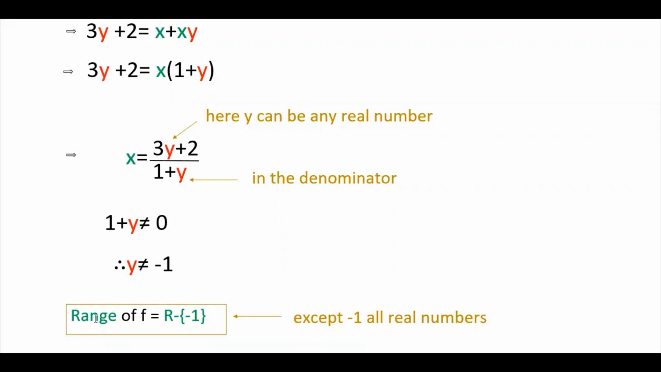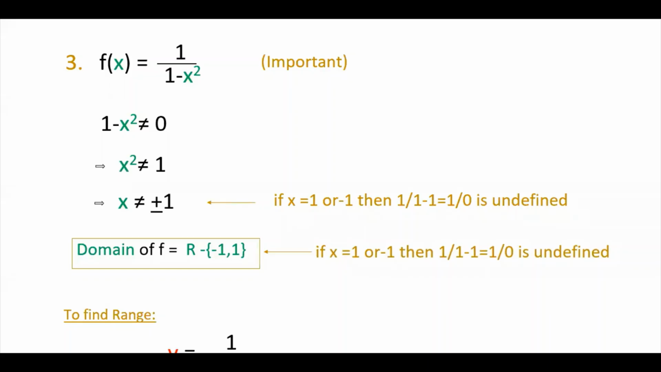That set is the range of this function. Therefore, this you can write as R minus {minus 1}. You have to eliminate minus 1 here. Like this, you have to find the range of these functions. This is another function.